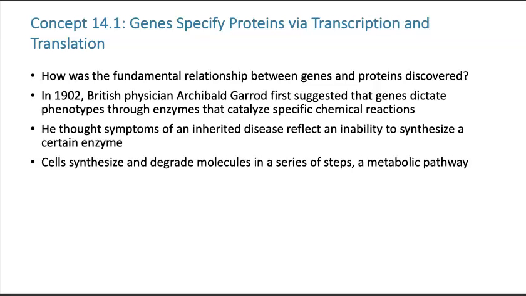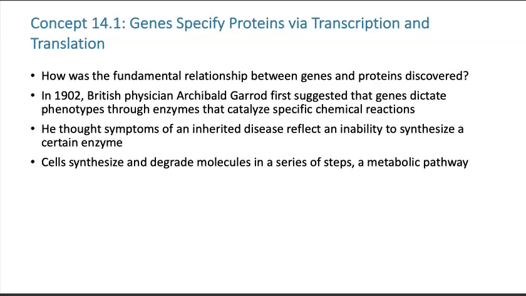In 1902, we've got this British physician, Archibald Garrod, and he's the one who first said that maybe genes make the phenotype through enzymes that catalyze specific chemical reactions. Now remember that so far, as far as we know, and again, I might modify this a bit later, enzymes are proteins, or they're a type of protein. For the most part, that's true, at least for the beginning part of this.